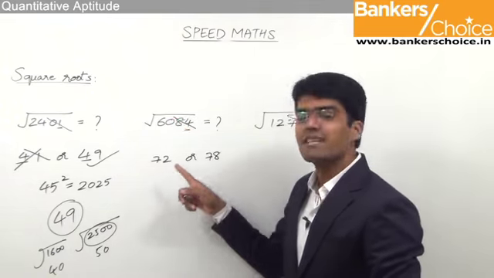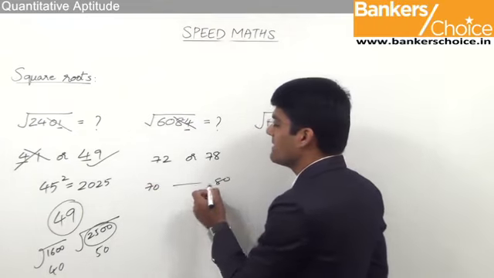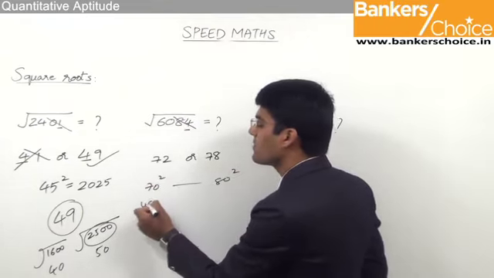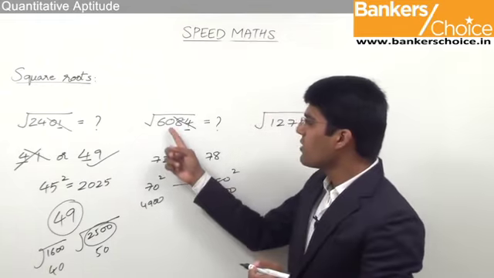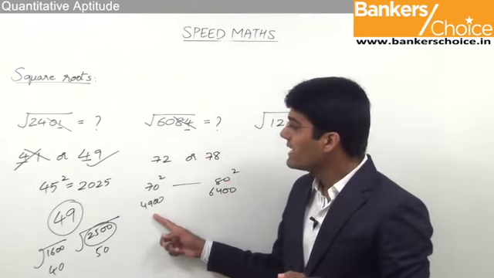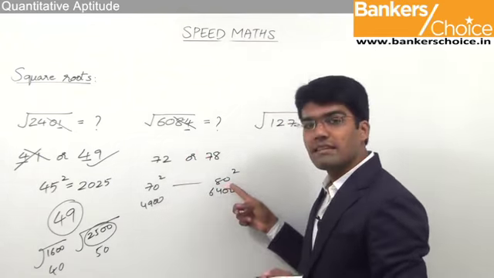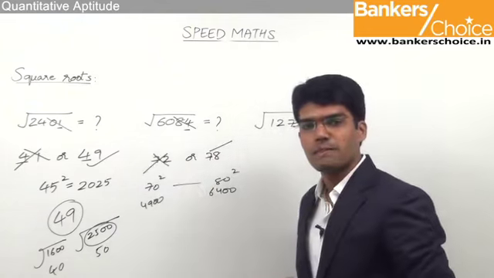See, the numbers here are 72 and 78. So the range will be 70 to 80. 70 square and 80 square are 4900 and 6400. This number 6084 is closer to 6400 when compared to 4900. So very clearly the answer should be closer to 80. What is closer to 80? 78. So 78 is the correct answer.